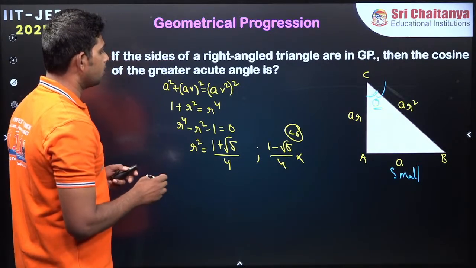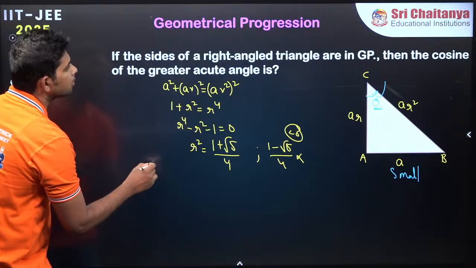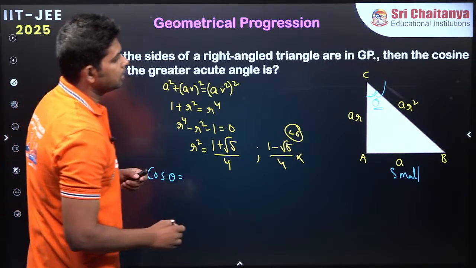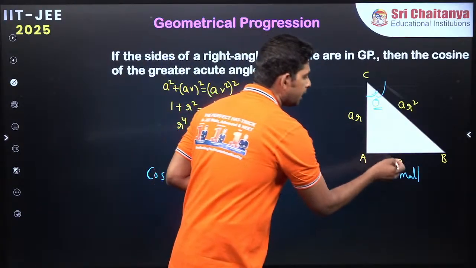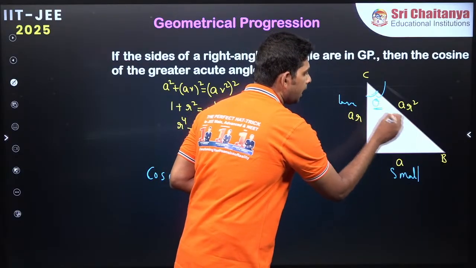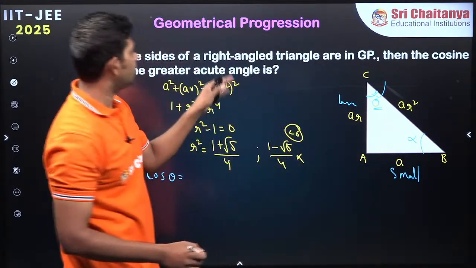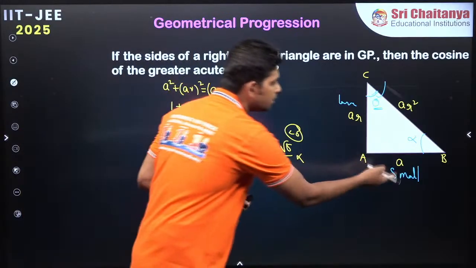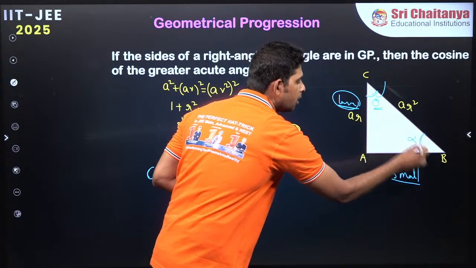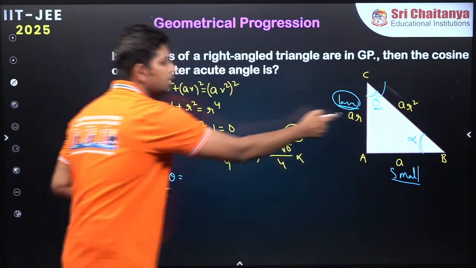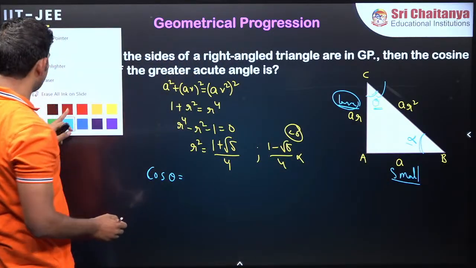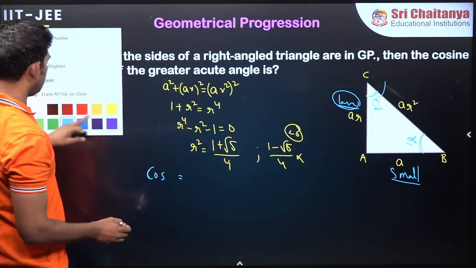Cosine of angle theta, cos theta is equal to... here this is small and this one is larger, then your angle must be alpha. Alpha is our greatest acute angle, because if I am taking the small side and the large side, the angle opposite the large side is going to be our greatest acute angle. So instead of cos theta, we take here cos alpha.